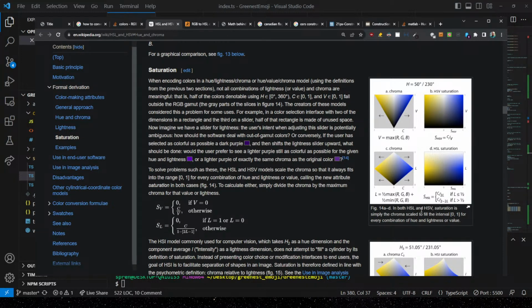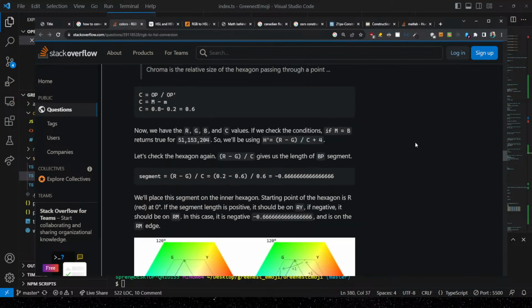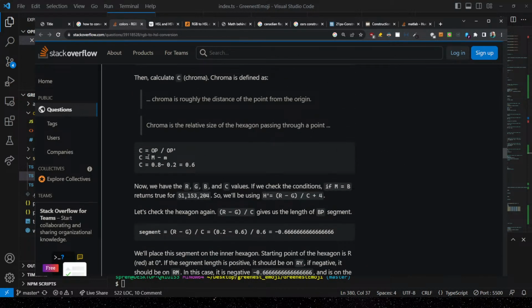In both HSL and HSV, saturation is simply the chroma scaled to fill the interval 0 to 1 for every combination of hue and lightness or value. C is... did we define C over here? It's probably the same definition. Max minus min.